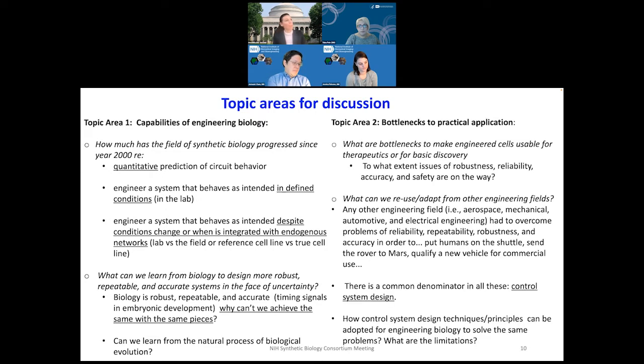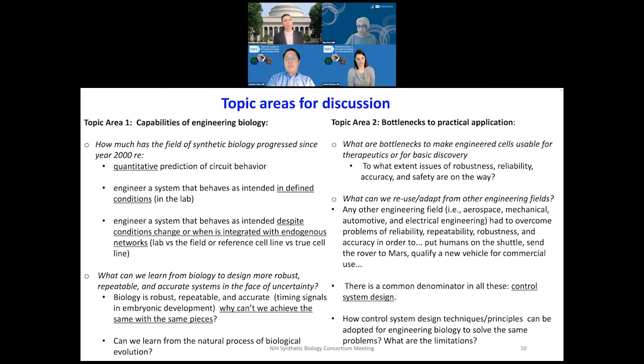So the second topic area is about bottlenecks that we think are really the crucial steps to overcome for practical application. So what are the bottlenecks that make engineered cells usable for therapeutics or for basic discovery? And what can we use or learn from engineering?